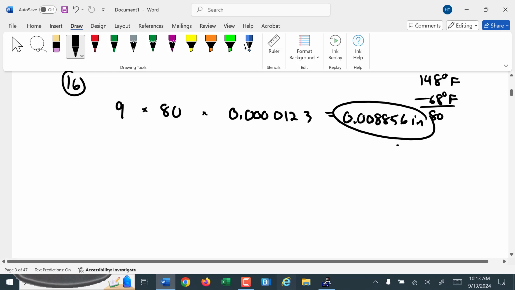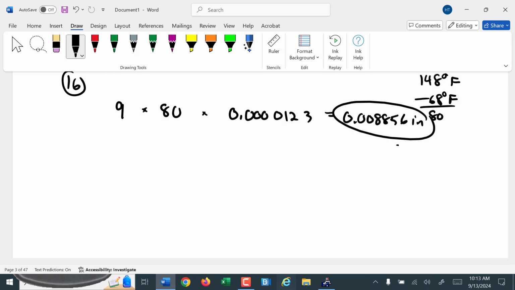Okay, for 17, these are just simple voltage and currents. So find the voltage for number 17. You're just going to take the current times resistance to get 56 volts.